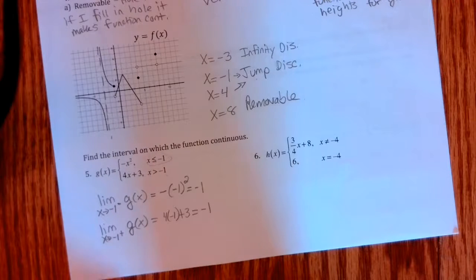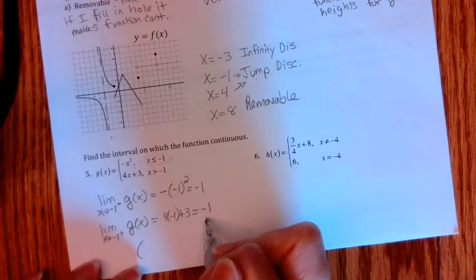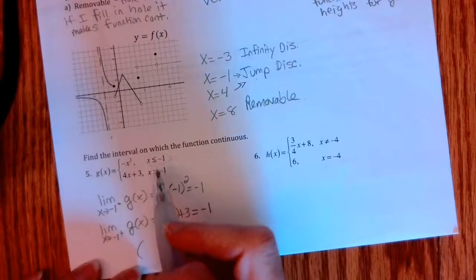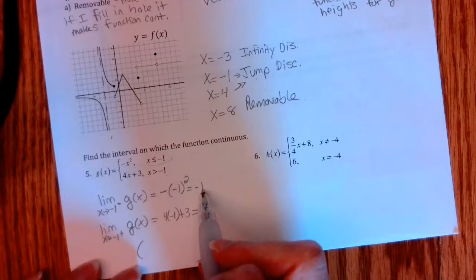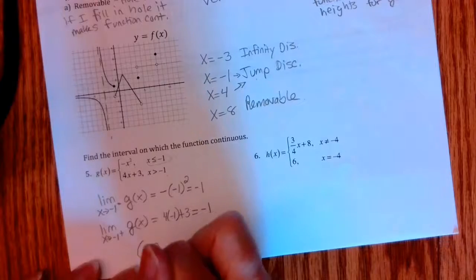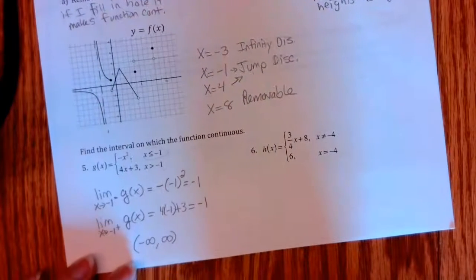This function is continuous everywhere because the two pieces are coming together and equal at x less than or equal to -1. So they come together and are defined. I am continuous from -infinity to infinity, or all reals.